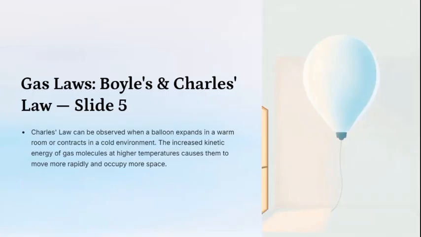As temperature increases, it leads to an increase in kinetic energy, and the gas molecules begin to move faster. If you remember in one of our previous lessons when we were talking about kinetic molecular theory, we said that temperature affects the kinetic energy of gases. So as temperature increases, kinetic energy increases, and these gas molecules move faster. As they move faster, they can lead to the bursting of the balloon, if I may say it that way. So the increased kinetic energy of gas molecules at high temperature causes them to move more rapidly and occupy more space.